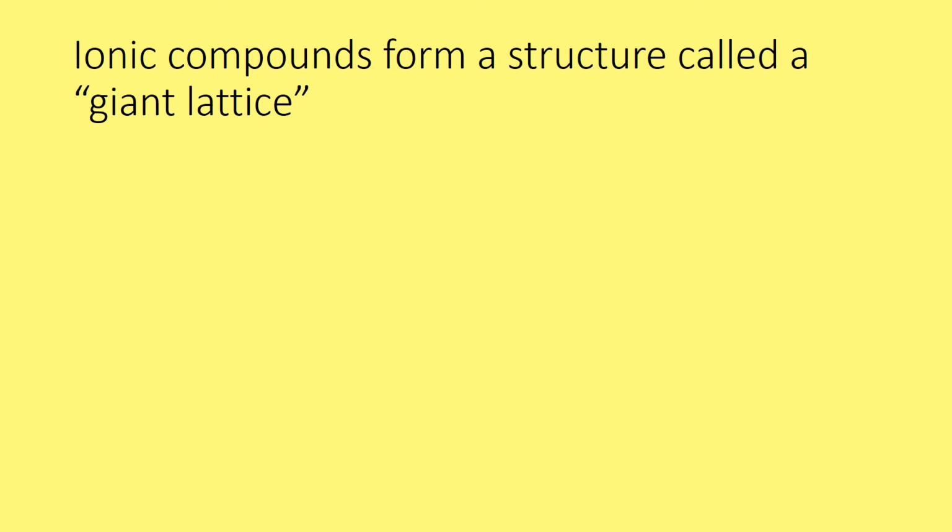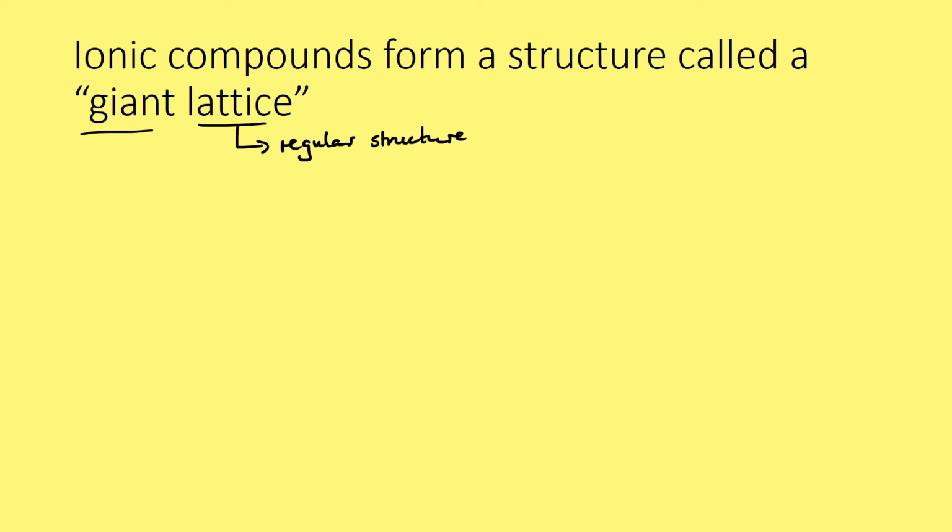Okay, moving on to the next idea we want to remind ourselves of, really, is that ionic compounds form a structure when they're in crystalline form. They form a structure called a giant lattice. So let's just make sure we understand these words. So lattice, that just means it's like a regular structure, regular being, repeating. It's a regular repeating structure.